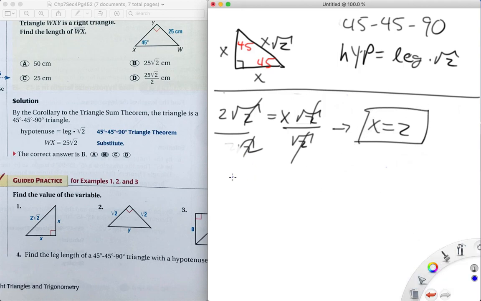For number 2, the leg is equal to the square root of 2. We want to try to find the hypotenuse. So in that case, the hypotenuse is equal to the square root of 2, which is the leg, times the square root of 2. And just like I said before, this is the same thing as saying the square root of 2 squared. They cancel each other out, so the answer is 2.